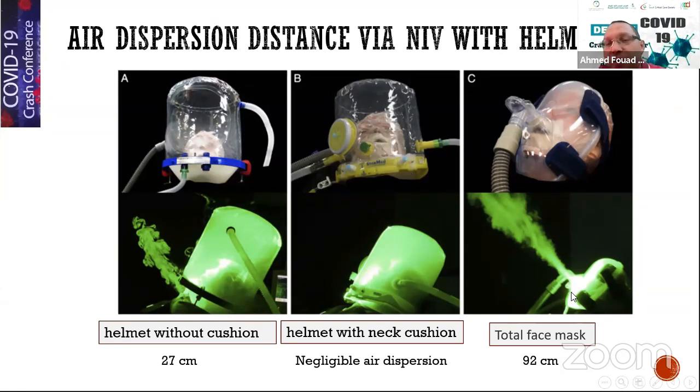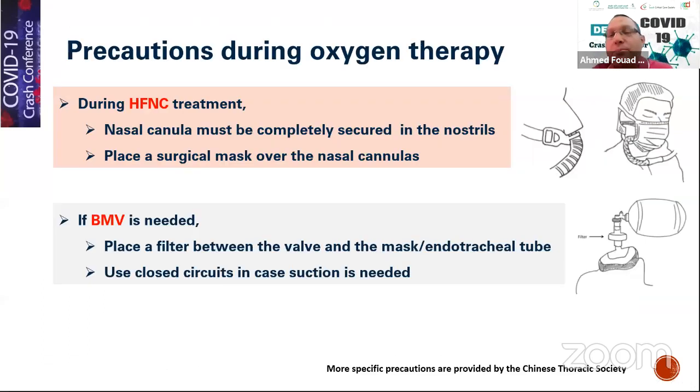You can see the dispersion of air with the whole face mask from the front piece of the mask, reaching almost 1 meter. So the total face mask is not recommended. Using a helmet without neck cushion, spreading can be up to 27 centimeters. You can see it is the green one, from the leaking here at the neck side. But with an inflatable cushion, tight sealing around the neck, you have almost negligible air dispersion. So we're talking about non-invasive, and Italian people are using this one nowadays for non-invasive ventilation. Okay, so non-invasive, try to avoid it with a simple face mask or nasal mask.